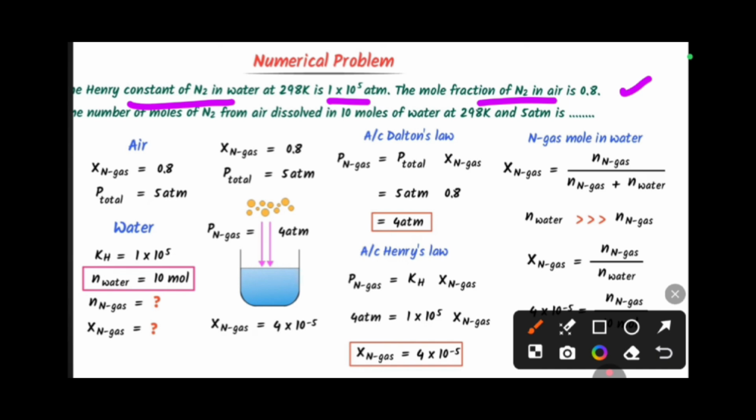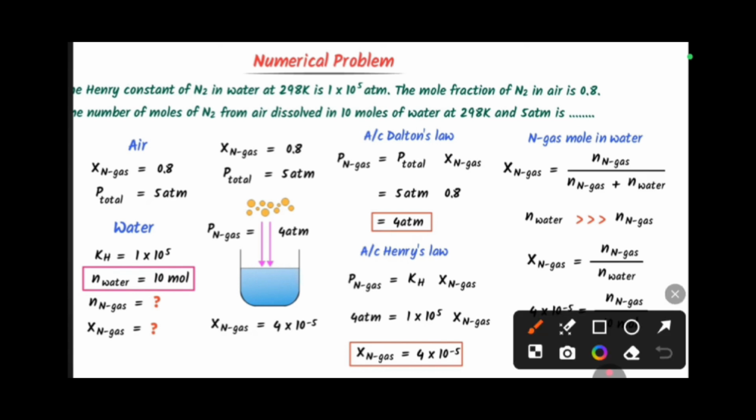Now what you have to solve: the number of moles of nitrogen from air dissolved in 10 moles of water. You have to solve the moles of nitrogen. And the pressure of air is given as 5 atmosphere.